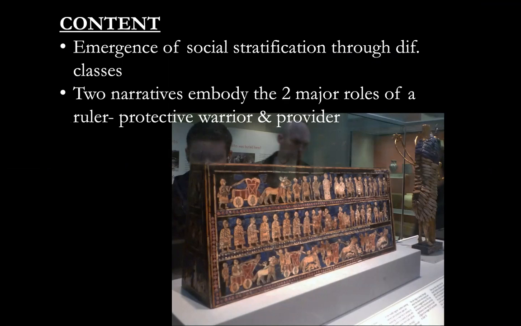And the two narratives also, it's the same king, right? So the two narratives embody the two major roles of a ruler. We expect a ruler to be a protective warrior, and we expect a ruler to also provide, right? Provide food, provide drink.